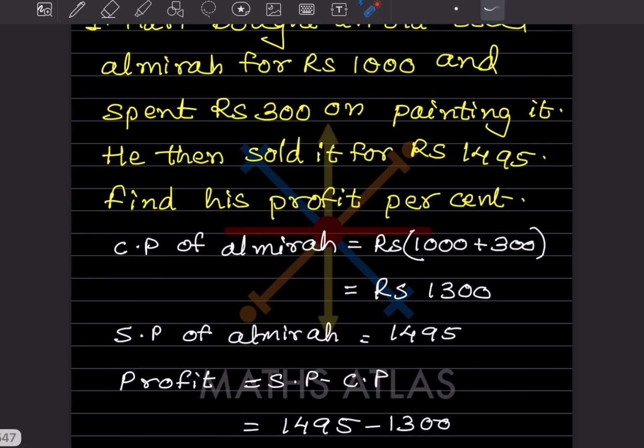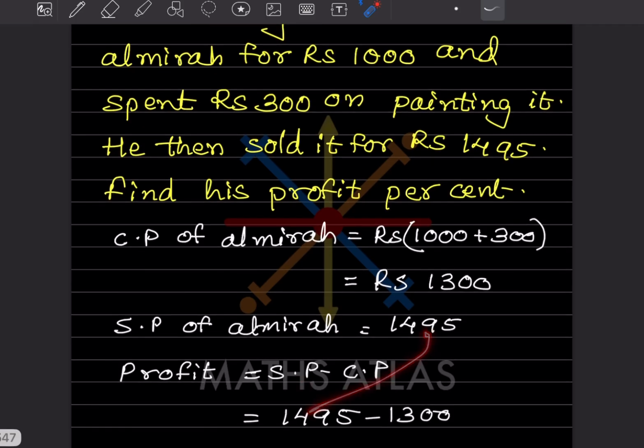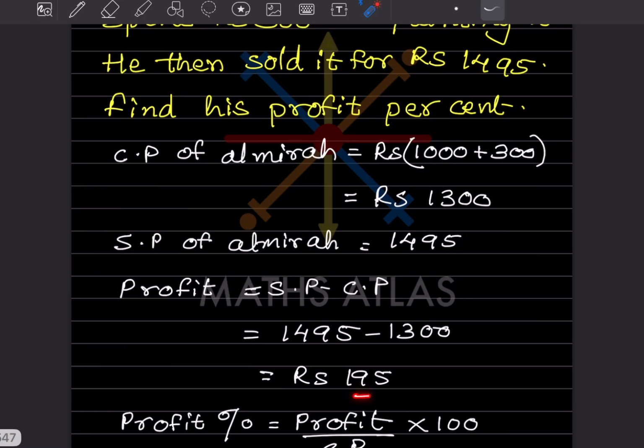The selling price of the almirah is given as 1495. So this is the cost price and this is the selling price. From this we can say that there is a profit. Profit formula is SP minus CP, selling price minus cost price. So 1495 minus 1300, so the profit is 195.